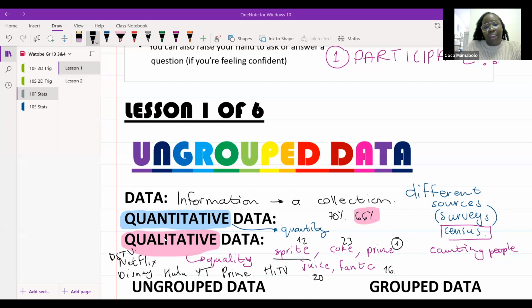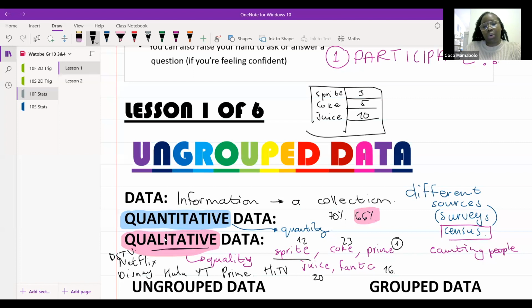If I have qualitative data, I can easily make up a table and say people who drink Sprite, people who drink Coke, people who drink juice, and then I can just count the number of people, right? 3 people drink Sprite, 5 people drink Coke, 10 people drink juice. That's easy. Now with quantitative data, I can't do this. I can't go, everybody who got 1%, everybody who got 2%. Do you see how long that's going to take us?